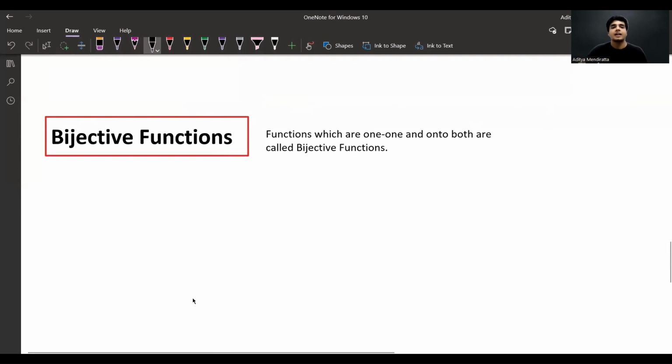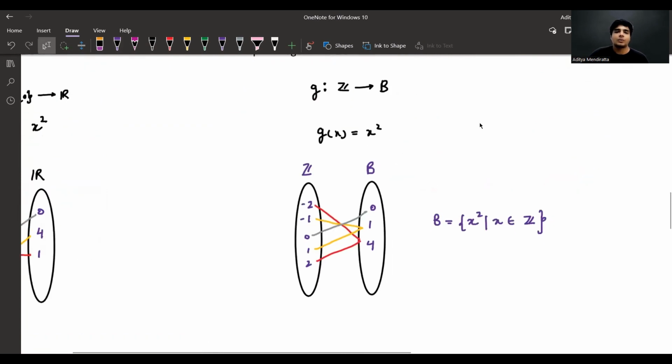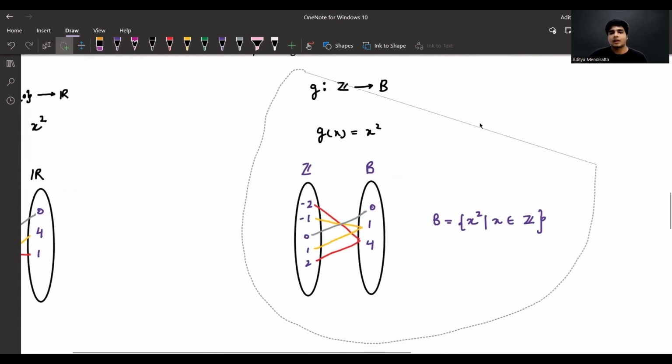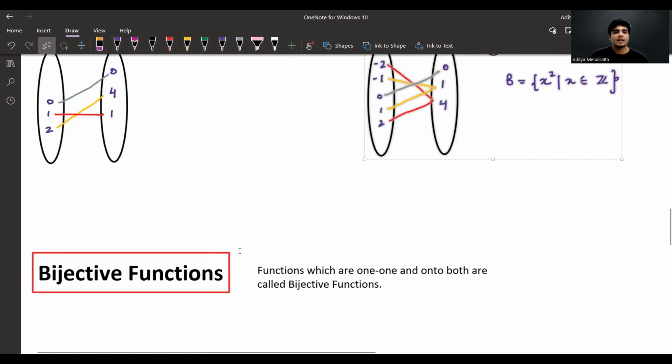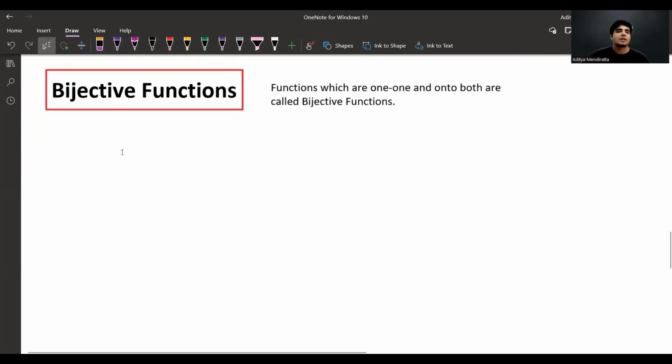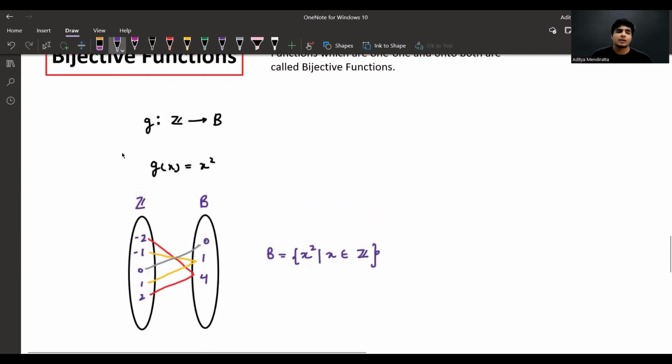That is also a very important thing to understand. To do that, why don't we take a function that is already onto in nature and make it 1-1 as well? Now, for this function in particular, we have already learned how to make this 1-1. Yes, we have already done that. How do we do that?